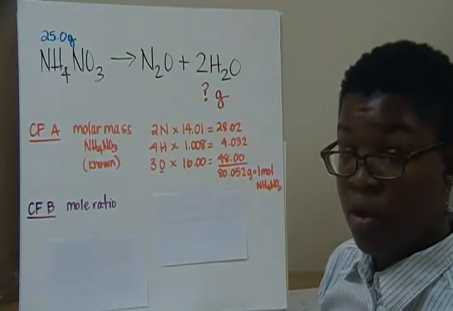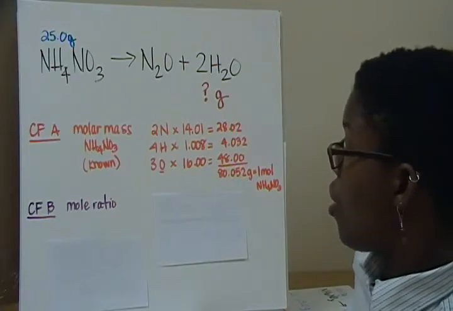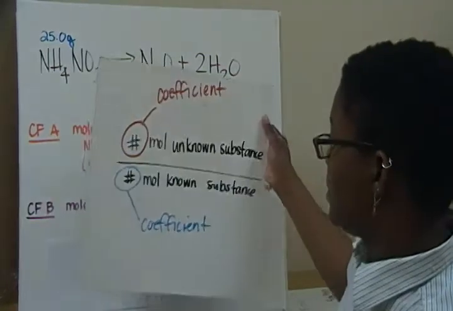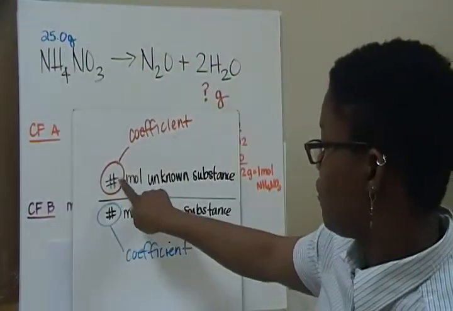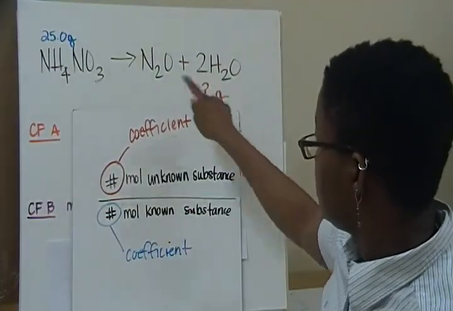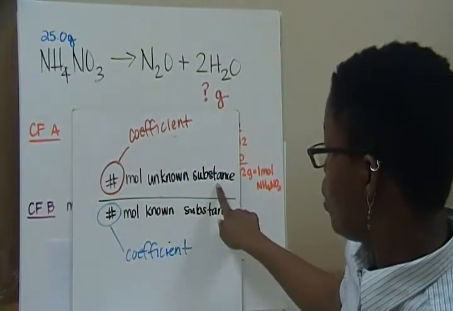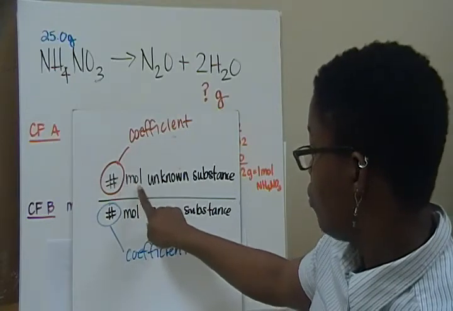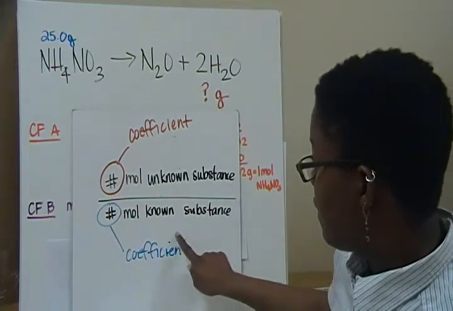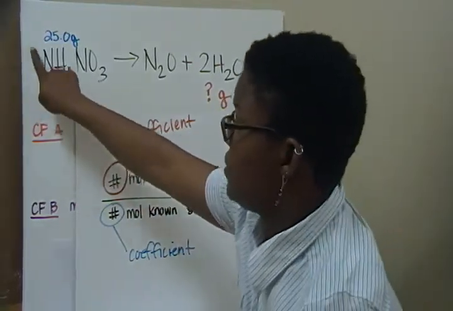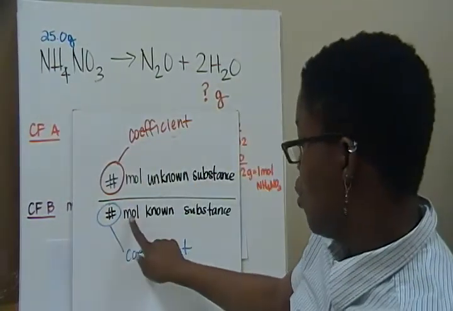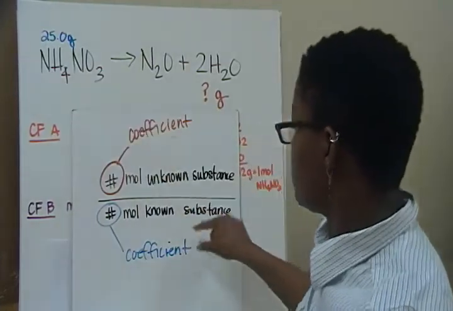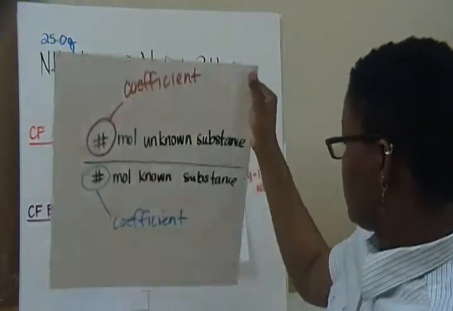Next, we need to focus on our mole ratio. Now, our mole ratio is always in the same format. We always are going to have the number from the coefficient of the unknown substance here. In this case, this was my unknown, so it should be 2 moles of H2O. And then the coefficient of the known, in this case, there's nothing there, so that's 1 mole of the known substance, NH4NO3. And that's how we get this.